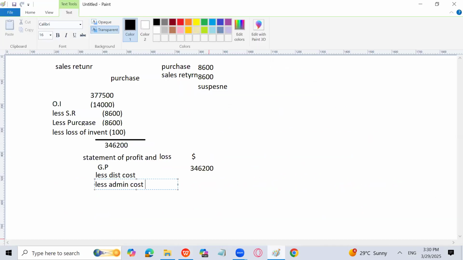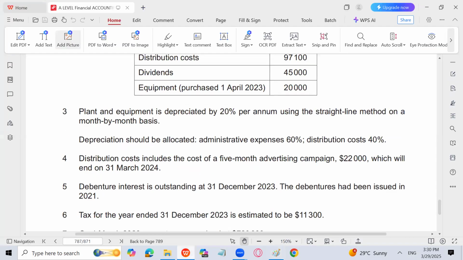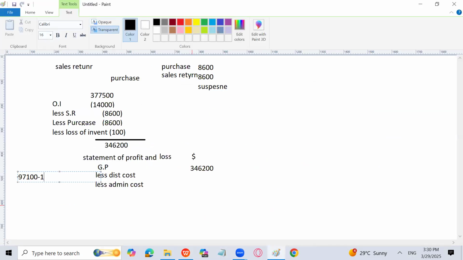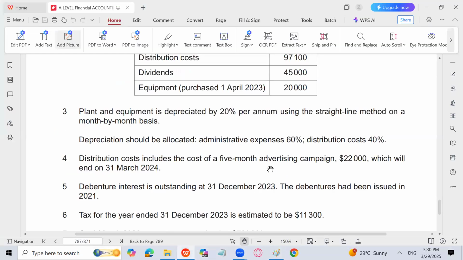So what I will do, I will write here 97,100. Can you please calculate 22,000 into 3 over 5? Okay, I will do that with you. 22,000 into 3 divided by 5 comes to 13,200. So minus 13,200, because that is not a part of the distribution cost, since it is prepaid advertising expense included in the distribution cost: 22,000 into 3 over 5, for January, February, and March.